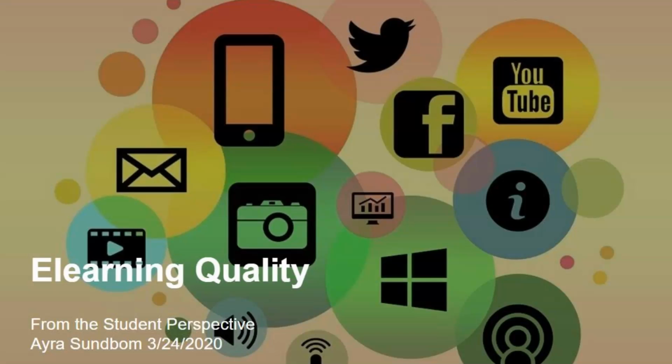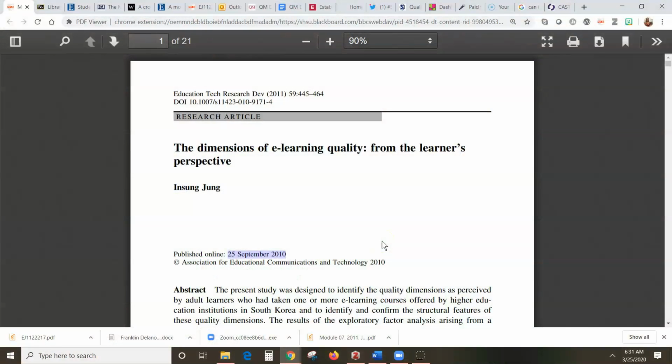I think that this is a really timely topic to be discussing right now in the midst of this global epidemic that we're having. The first thing that I noticed when I looked at this article was this right here. It was published in 2010, and generally when I am looking at materials, I look at stuff that's a little bit more current. So I was curious about why we were looking at dimensions of e-learning quality from such an old article, and I decided to go ahead and look up some other information.